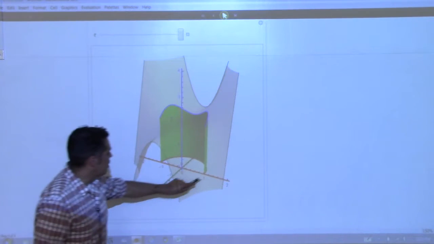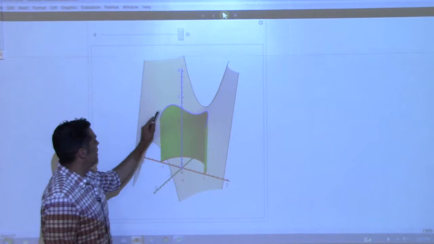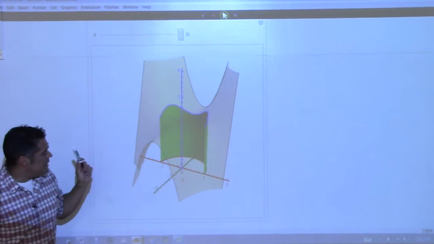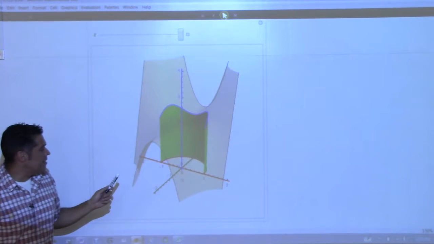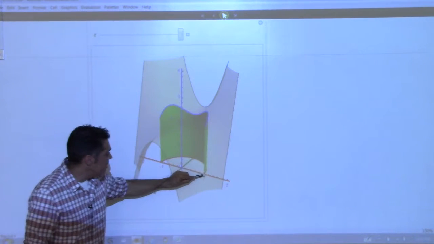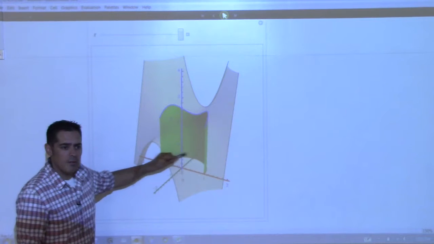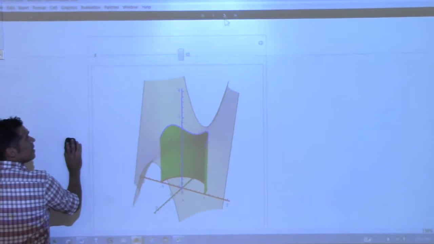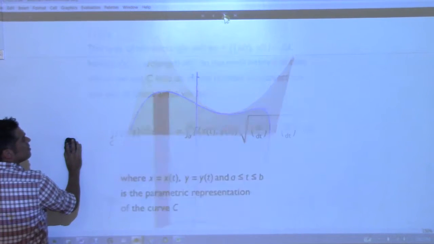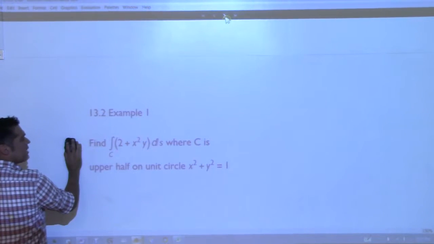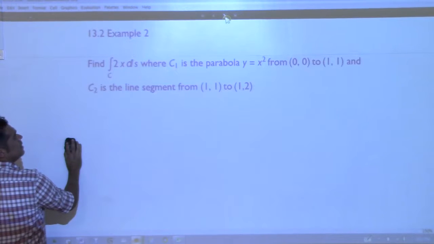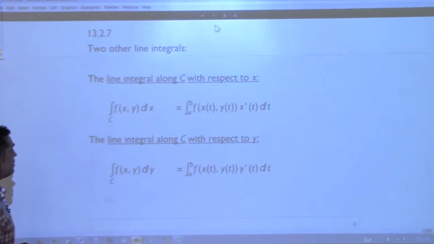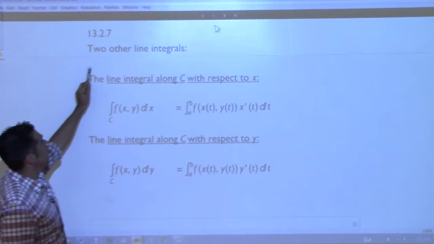So some curve on the ground plugged into the surface, and then drop a curtain down, try and find that area. And one of the problems we ran into is we had to find some sort of parametric representation of the curve on the ground. That was kind of a new element to things. Now we'll continue. We did one example of that, or actually 2 examples, I believe. And we are now going to continue by talking about 2 new line integrals.